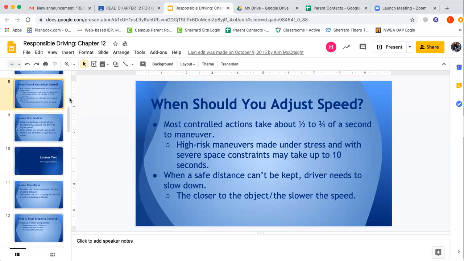When should you adjust speed? Most controlled actions take about 1/2 to 3/4 of a second to maneuver. High-risk maneuvers made under stress and with severe space constraints may take up to 10 seconds. When a safe distance can't be kept, drivers need to slow down. The closer to the object, the slower the speed.